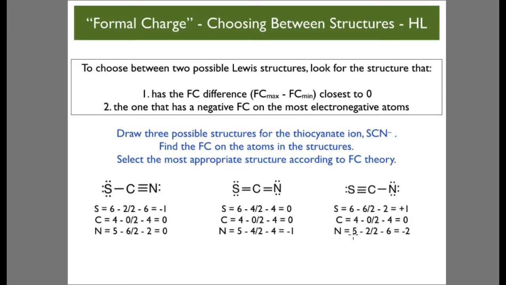I'm going to do the math quickly. Okay, so we've got valence electrons minus bonding electrons minus lone pairs or non-bonding electrons. And you can just check the math there for me if you want. So which one, according to formal charge theory, would be most prevalent?